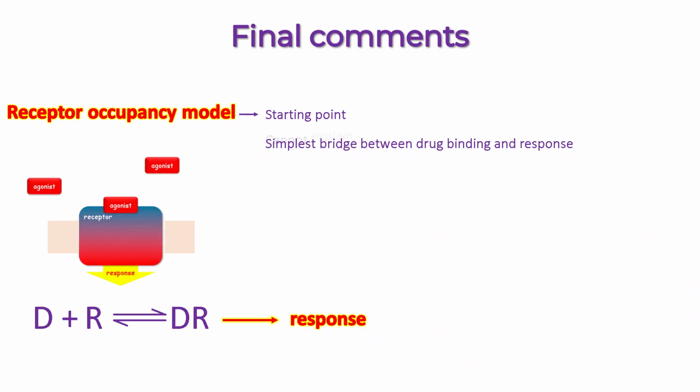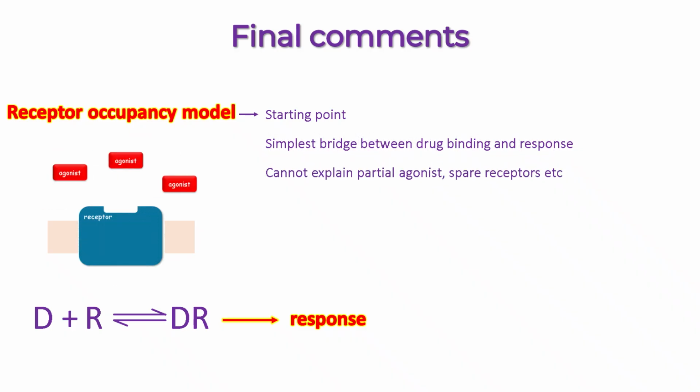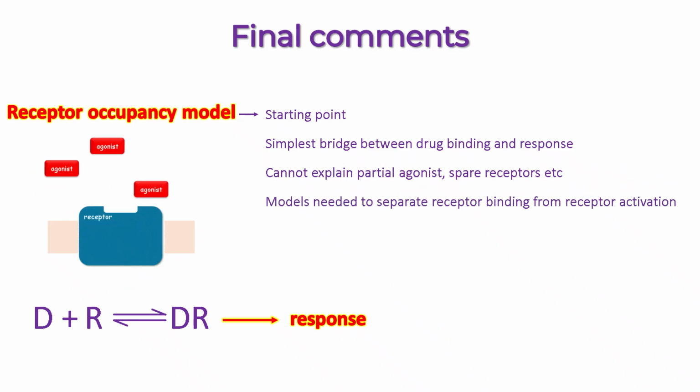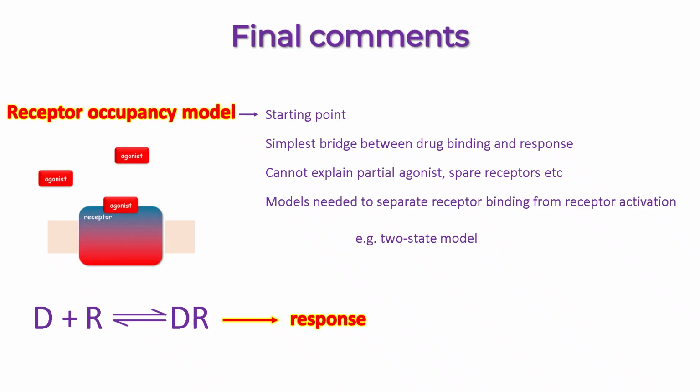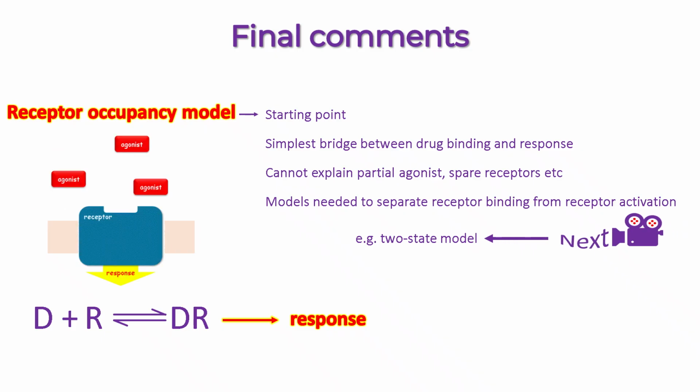To explain partial agonism and the dissociation between occupancy and effect, we need models that separate receptor binding from receptor activation. In the next video, I'll introduce the two-state model, which extends the occupancy model to accommodate these violations of its assumptions.